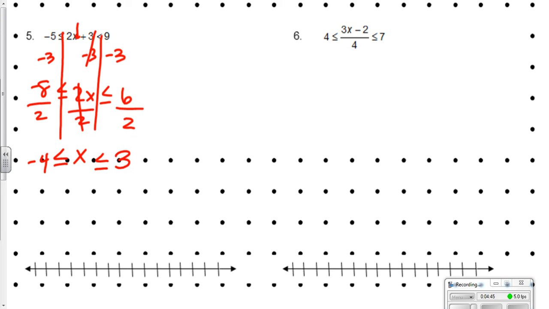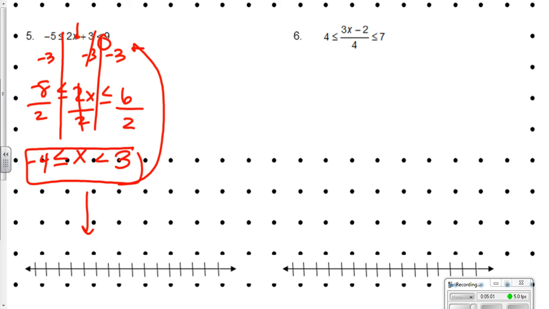Although I think I did that wrong. If I look back up here, it's just a less than symbol, so I should not have that line underneath. My bad. There we go. Okay, so there's my final inequality: -4 is less than or equal to x, which is less than 3. So if I were to graph it down here, I'd slap -4 on there, closed circle, I'd slap 3 on there, open circle, and I'd shade in between. Simple as that. Okay, let's do the same thing on the right side.